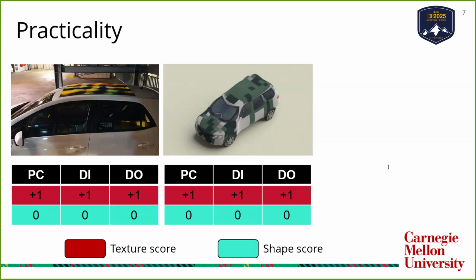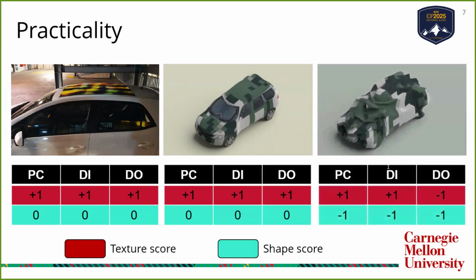Shape scores remain 0. The third example is a combined camouflage, pixelized and color limited, but without masking and with minor shape changes. It scores +1 for cost and installation, as fabrication is still simple. But without masking, there is potential to obstruct visibility, so we assign -1 for operation. For shape, we assign -1 across all criteria. Even modest shape changes tend to be costly, time-consuming, and interfere with vehicle use.